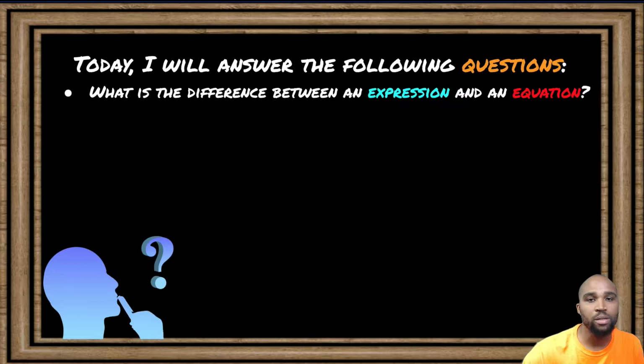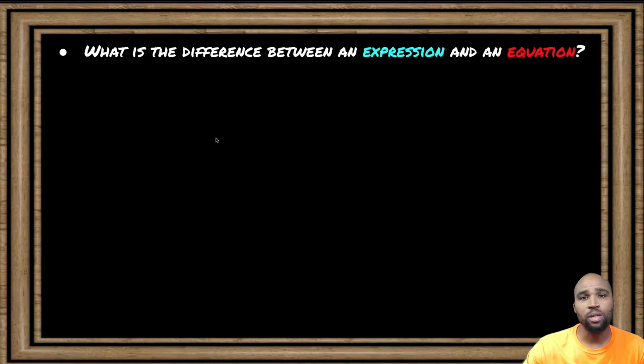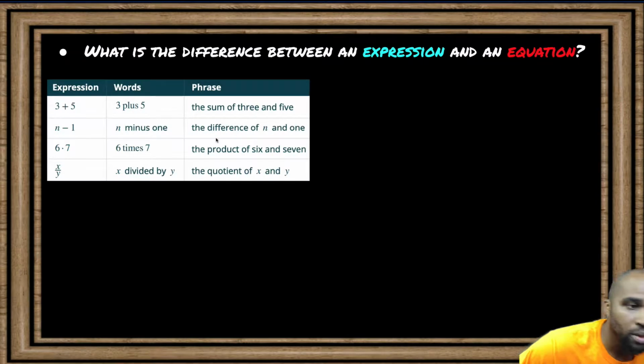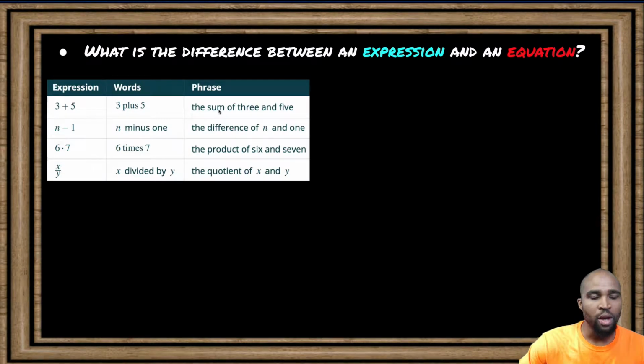First, let's start by asking the question, do you know the difference between a phrase and a sentence? If you do, it really helps in understanding the difference between an expression and an equation. Here's some examples. Phrases are like the following. The sum of 3 and 5, the difference of n and 1, the product of 6 and 7, the quotient of x and y. What do you notice that's similar about all these phrases?